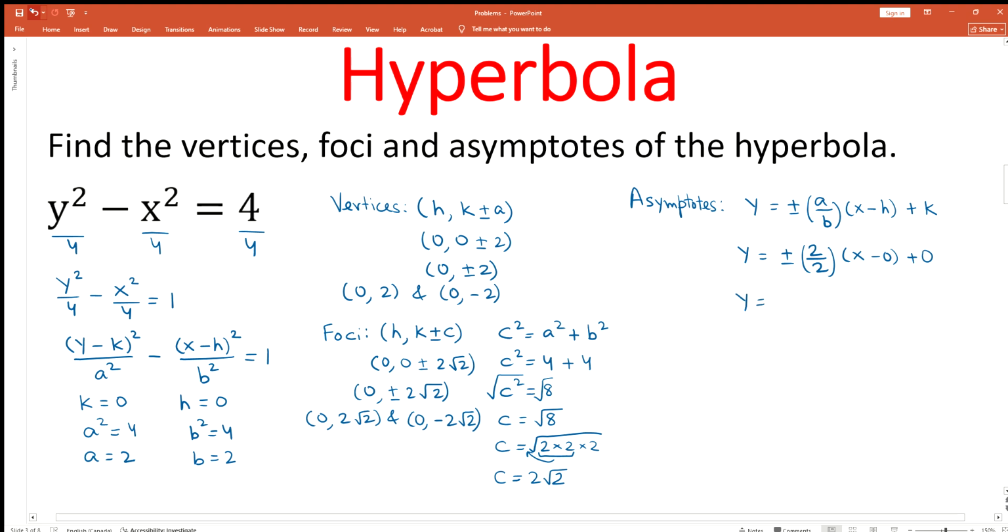2 divided by 2 is equal to 1. We can ignore the 1. x minus 0 is equal to just x. So I get y equals plus minus x. So the equations of the two asymptotes are y equals x and y equals negative x. These are the two equations of the asymptotes. So these are the steps you have to keep in mind to solve this problem.